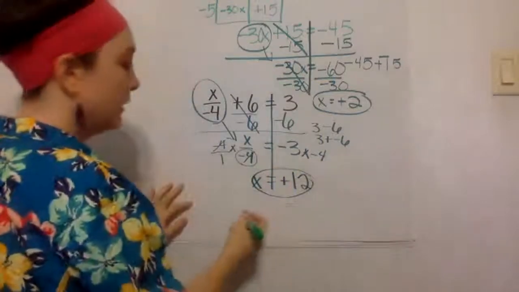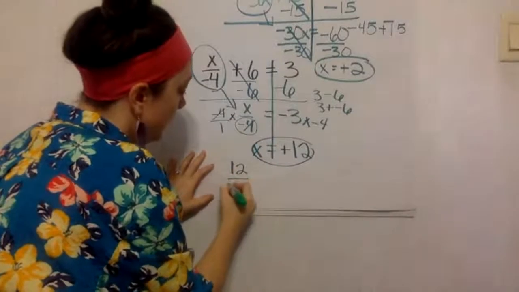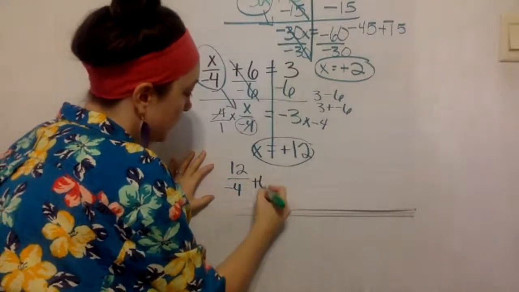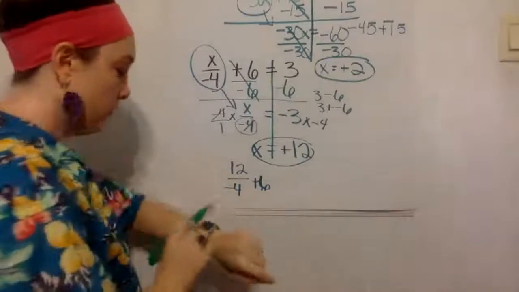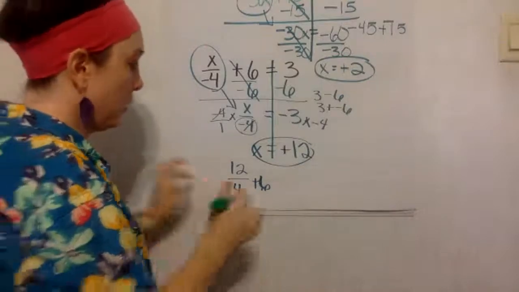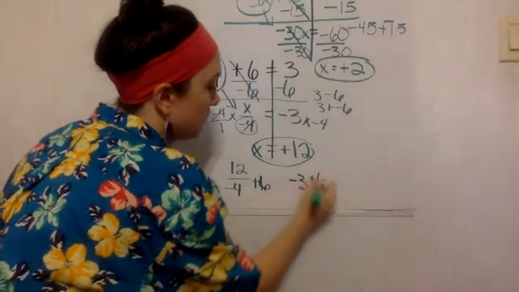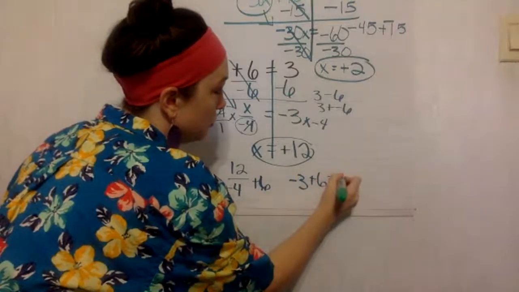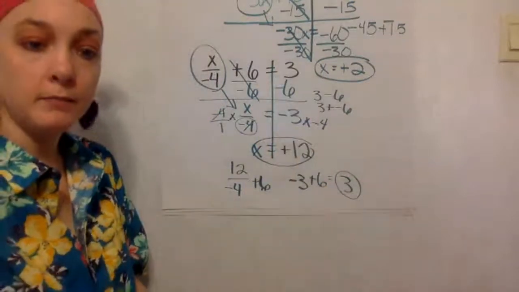So if I were to plug it in, I'll plug this one in just because. 12 divided by negative 4 plus 6. So let's see what we get. 12 divided by negative 4, that's negative 3, plus 6 is equal to 3. Well, that matches, so I know we're right.